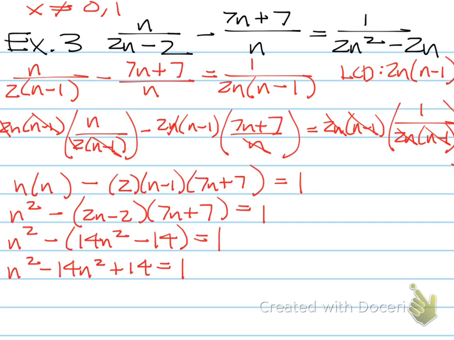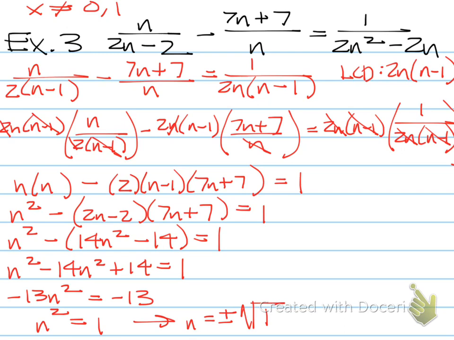And then we will combine the like terms. N squared minus 14n squared is negative 13n squared. I subtracted 14 from both sides to get negative 13 on the right side of the equation. Divide both sides by negative 13. We get n squared equals positive 1. Take the square root of both sides. That tells us that n is equal to plus and minus the square root of 1. Square root of 1 is just 1. So our solutions would be positive and negative 1.